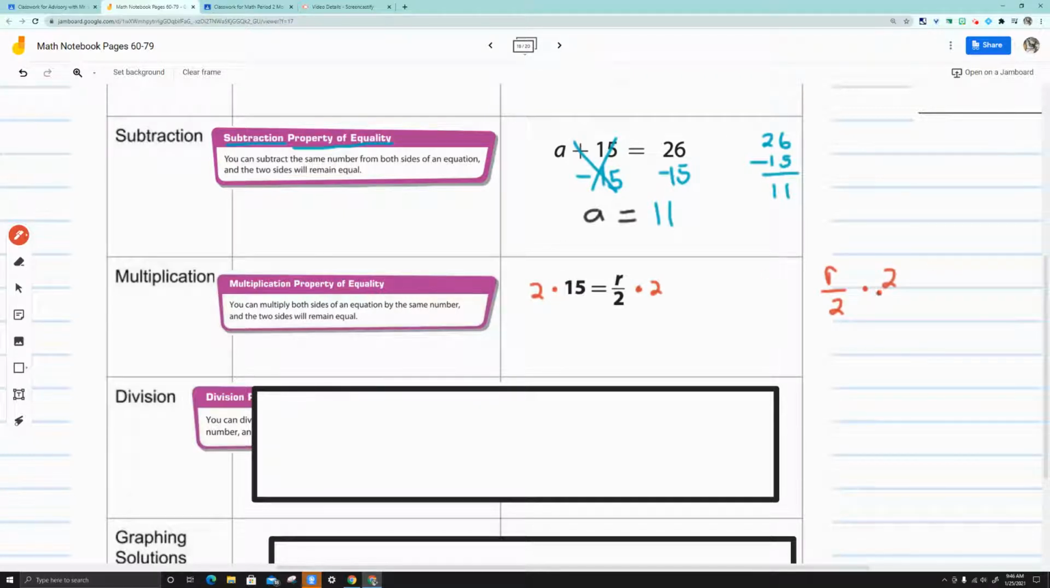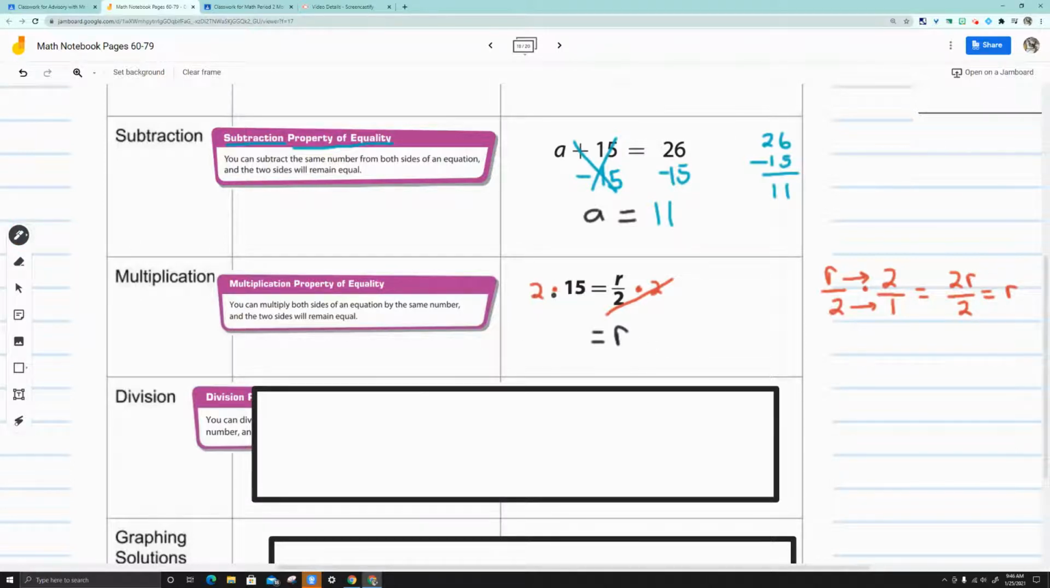To solve this, 2 as a whole number is the same as 2 over 1 as a fraction. So when I multiply these two fractions, I get r times 2, which is 2r, and I get 2 times 1, which is 2. Now 2 over 2 is the same as 1, so these 2's get eliminated essentially, and I'm left with just r by itself.